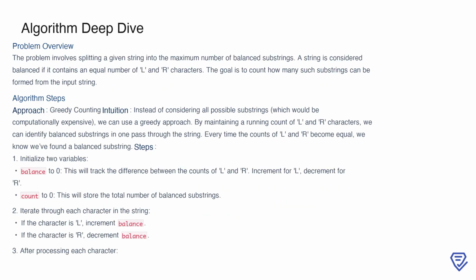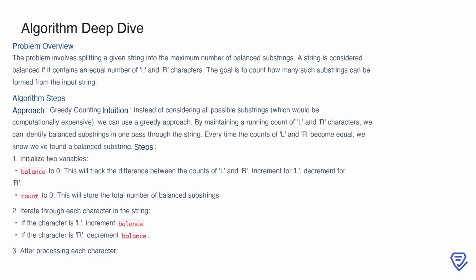In this problem, we are tasked with splitting a given string into the maximum number of balanced substrings. A balanced substring is defined as one containing an equal number of L and R characters. Instead of testing all possible substrings, which would be inefficient, we use a greedy approach. This method allows us to identify balanced substrings as we process the string in a single pass.